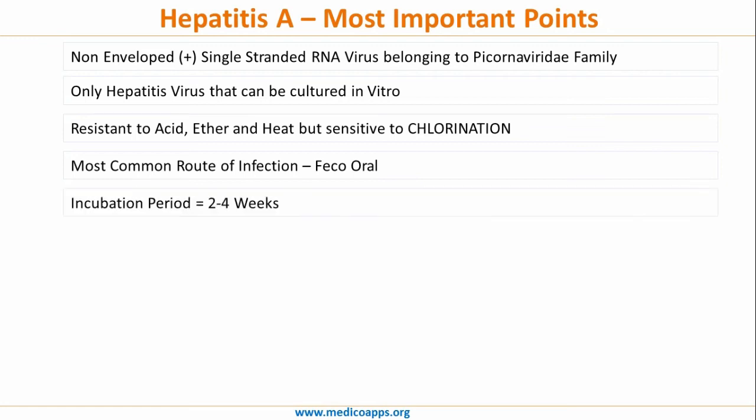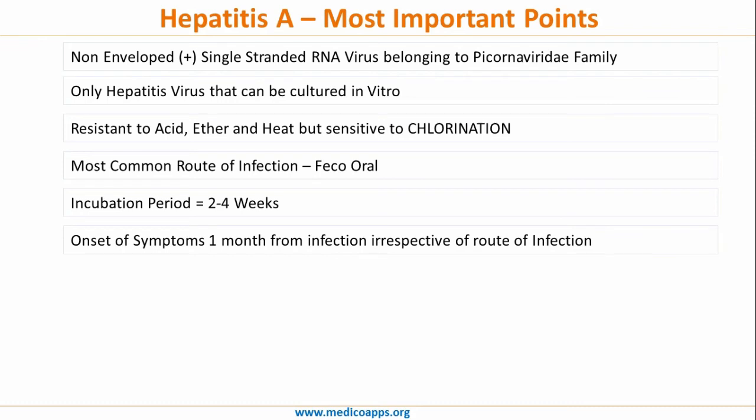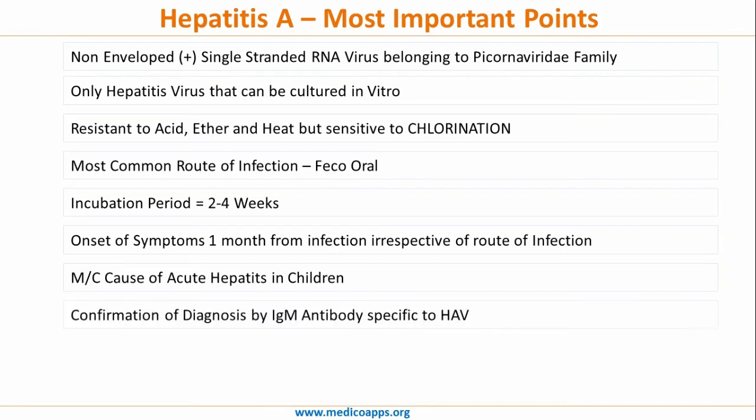Incubation period is around 2 to 4 weeks. Onset of symptoms is around 1 month of infection, irrespective of the route of infection. It is the most common cause of acute hepatitis in children. Confirmation of diagnosis is by IgM antibody specific to hepatitis A virus.